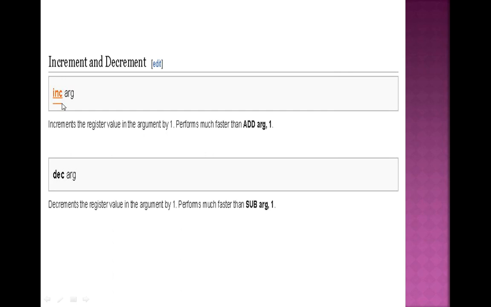Then this is your increment. How are we using increment? By using the INC keyword, and ARG is your argument. Argument means any type of operand. In the same way, we can decrement by using DEC, then ARG.